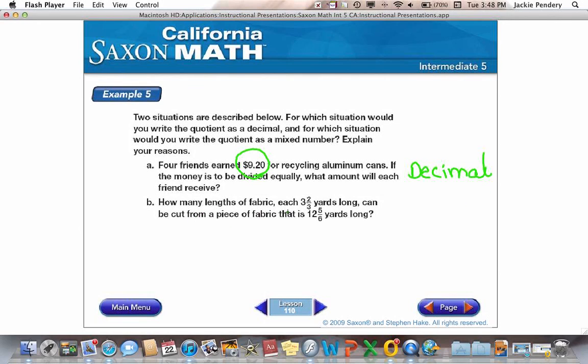B, how many lengths of fabric, each 2 2/3 yards long, can be cut from a piece of fabric that is 12 5/16 yards long? This one we're going to write as a mixed number for 2 reasons. Number 1, our problem is given to us as a mixed number, so it's easiest to leave it a mixed number. And for second, whenever we're dealing with measurement, because especially in the standard system, our measurement isn't tenths, we leave things as fractions. Okay?